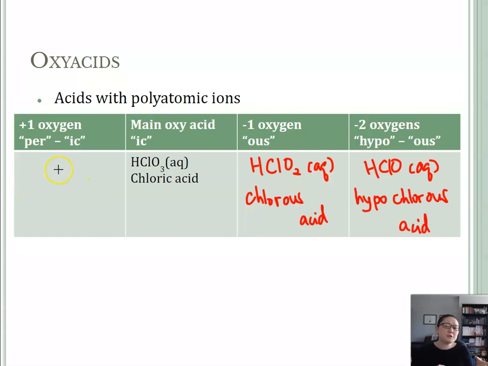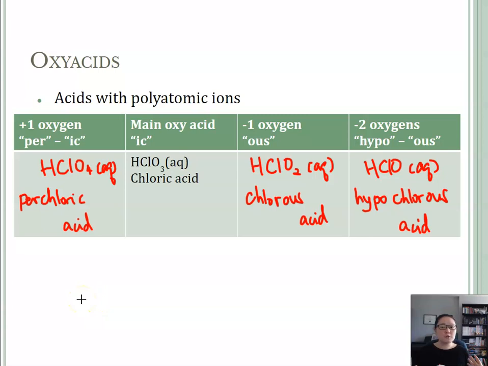Now, when you add an oxygen, then you're going to add per to the very beginning. You're going to add the per prefix. It's an acid, so we're going to add that hydrogen. We only need one for this particular one. And then the name is going to be perchloric acid. So there you go. That's how you change the names of your oxyacids.